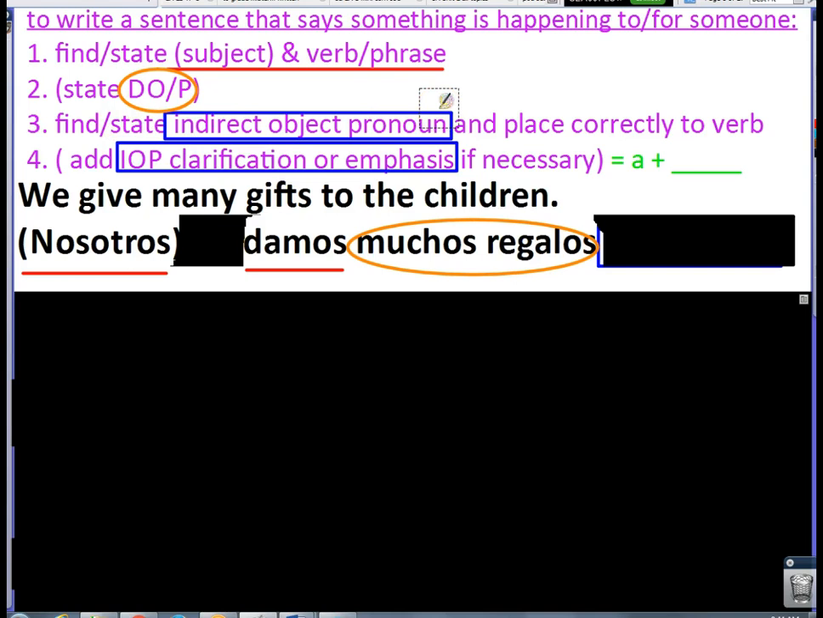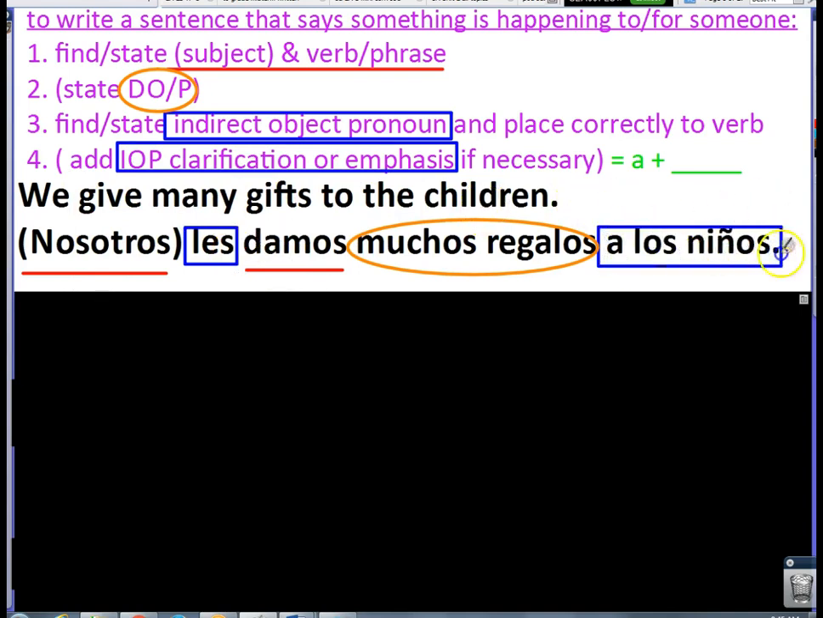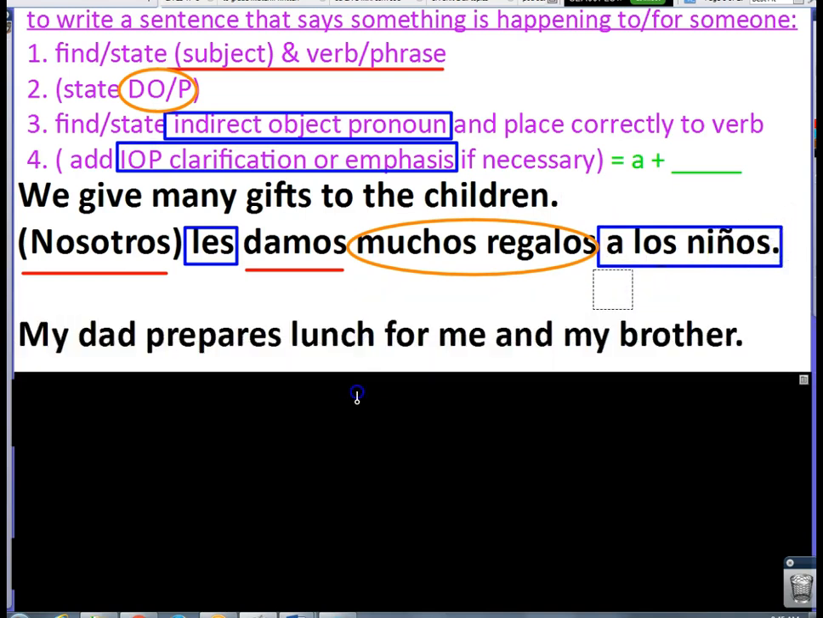Since it's happening to the children, my IOP will be les, and I'm putting it correctly in front of the conjugated verb because that's our rule according to pronoun placement. And I'm going to add clarification if I need it. Right now this sentence just says we give many gifts to them. It's a lovely sentence. It just doesn't say to the children yet. So then I have to add a los niños. All right. Let's try another one.